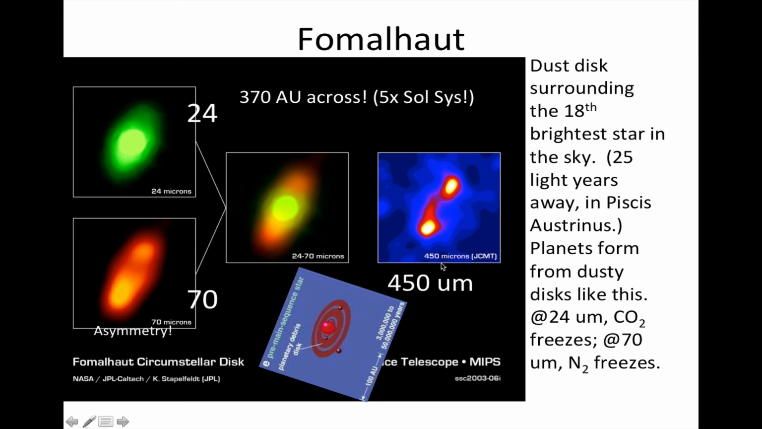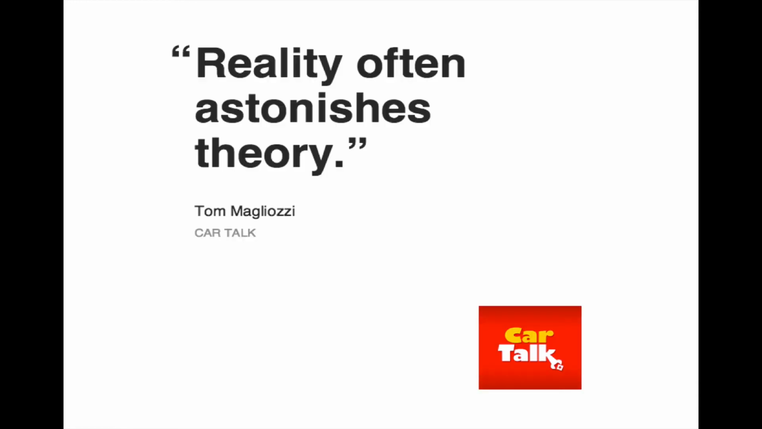This is a disk that we've known for a long time. It's one of the dozen stars that IRAS discovered to have a disk. And this is an image at 450 microns, so much longer wavelength than 24 and 70. And you can certainly see that it's sort of a torus that's almost edge-on here. And this is a huge, huge disk. It's 370 AU across, which is 5 times the size of our solar system. So this is still very much a huge disk. So now, as the late great Tom Magliozzi said, reality often astonishes theory.